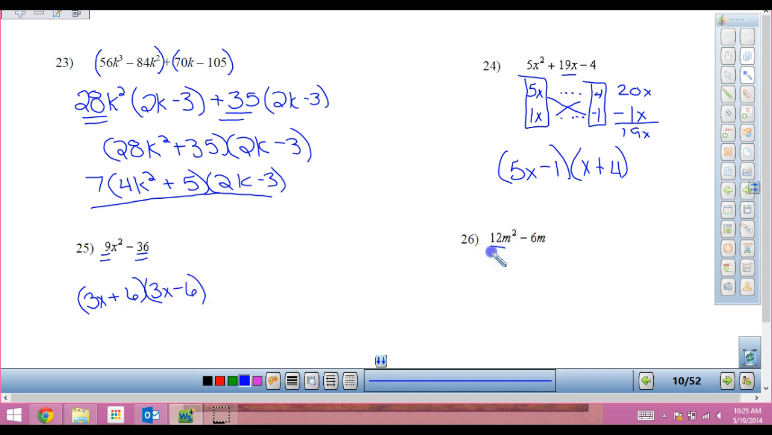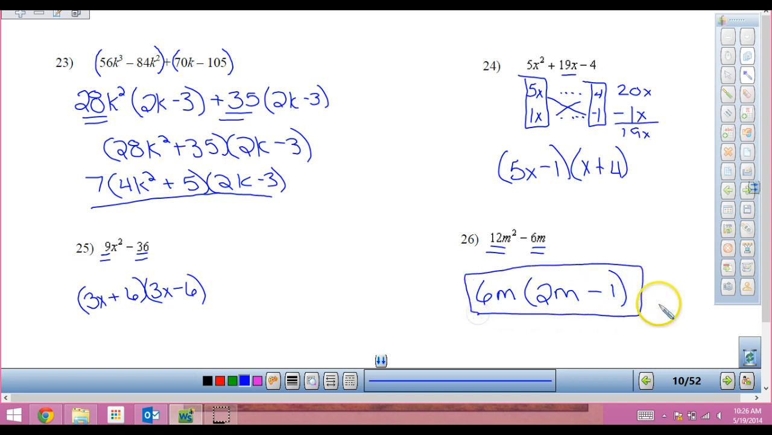Okay, on this one, what can come out of both of them? Okay, a 6 can come out of both of them, and they both have an m, so I can take an m out. And so then 12 divided by 6 gives me 2. M squared divided by m is going to give me m, minus 6m divided by 6m gives me 1. So this is my factored form when I take out a 6m.